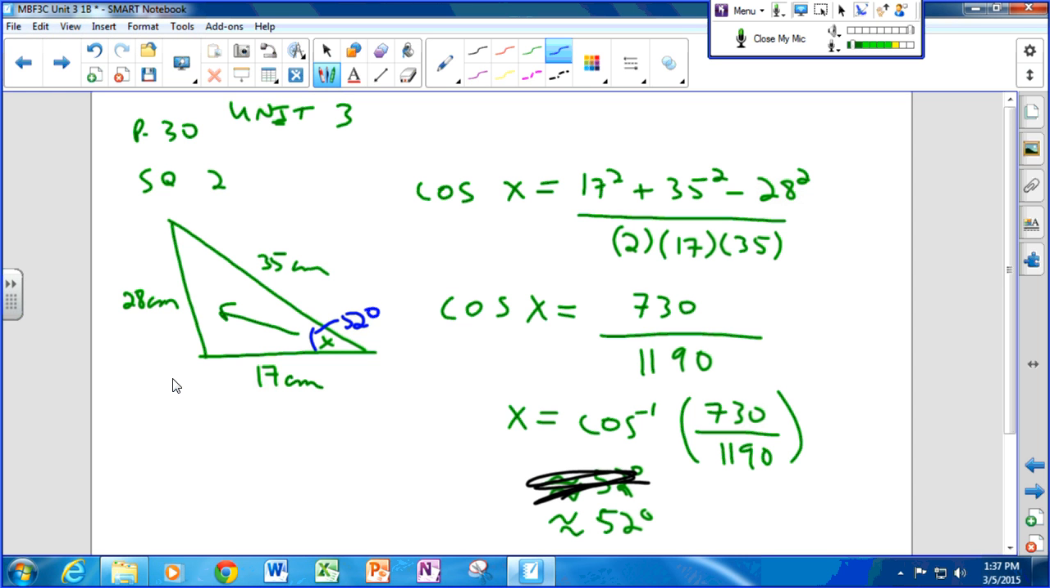So now I'm on my way, because now I can figure out another angle with the sine law, and so on and so on. Okay, now just to double check, let's see what the book had to say. This is lesson 13, support question 2. And yeah, they get 52.2 degrees.